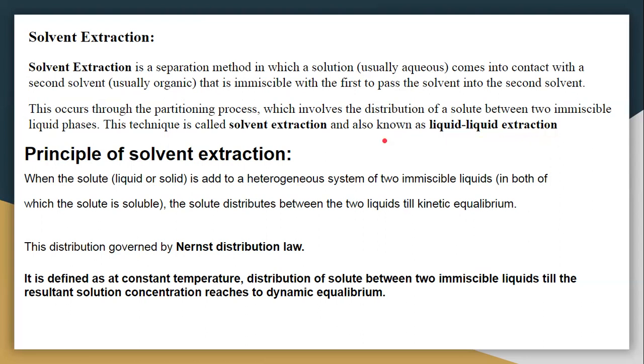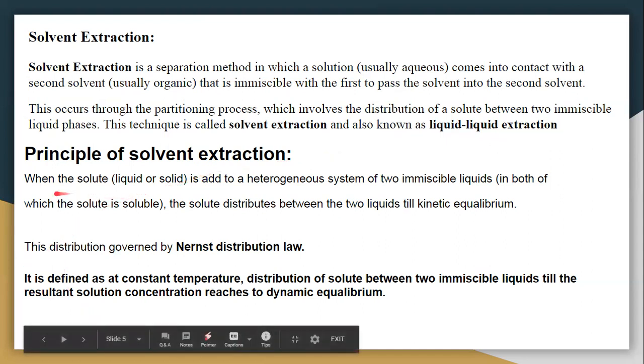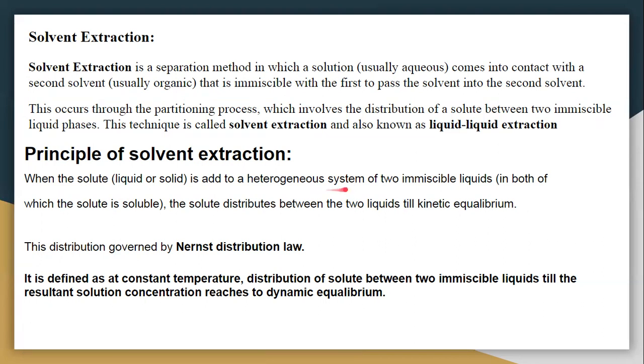Okay. So in solvent extraction, generally what we do is we use two solvents, both immiscible in each other, and the second one is a solute which is soluble in those two solvents. Okay. Next, the principle of solvent extraction: when the solute, that may be liquid or solid, is added to a heterogeneous system.